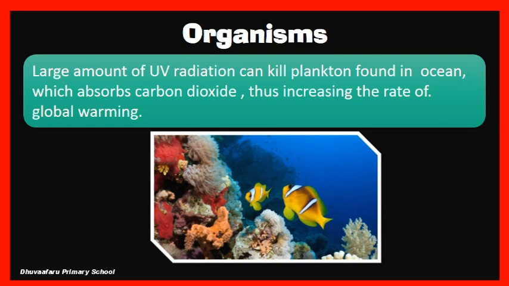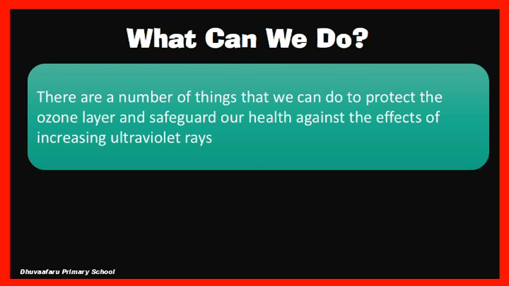How it affects organisms. Large amounts of UV radiation can kill plankton found in the ocean, which absorb carbon dioxide, thus increasing the rate of global warming. What can we do? There are a number of things that we can do to protect the ozone layer and safeguard our health against the effects of increasing ultraviolet rays.